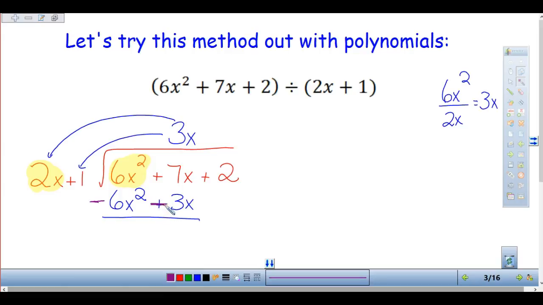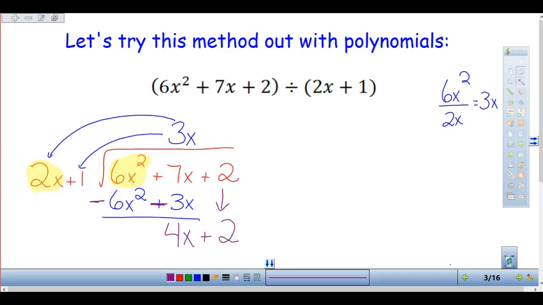Right. If it was a negative, I'd make it positive. Right? What happens to my 6x squared? They cancel. Perfect. That's what we want. What is 7x minus 3x? 4x. Okay, before we go, what do I do with the 2 now? Bring it down. Now we'll take a break and we will practice again. Okay?